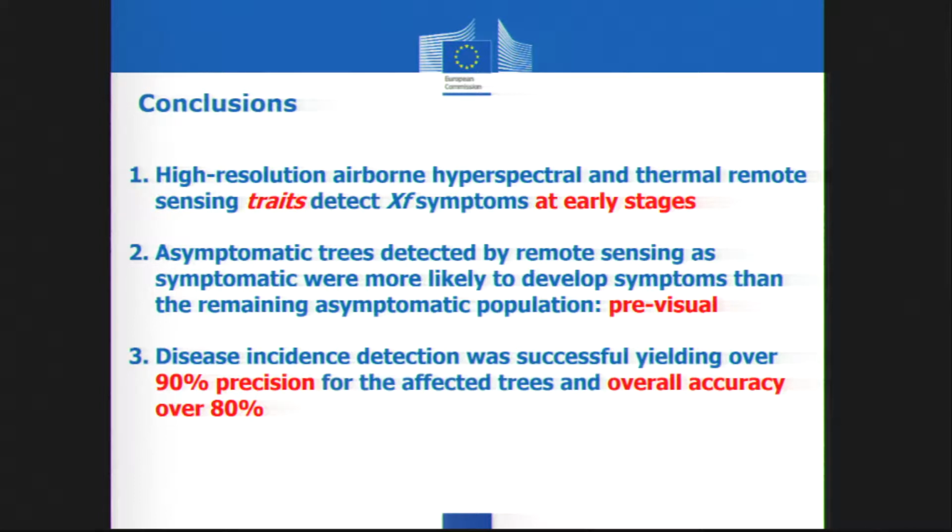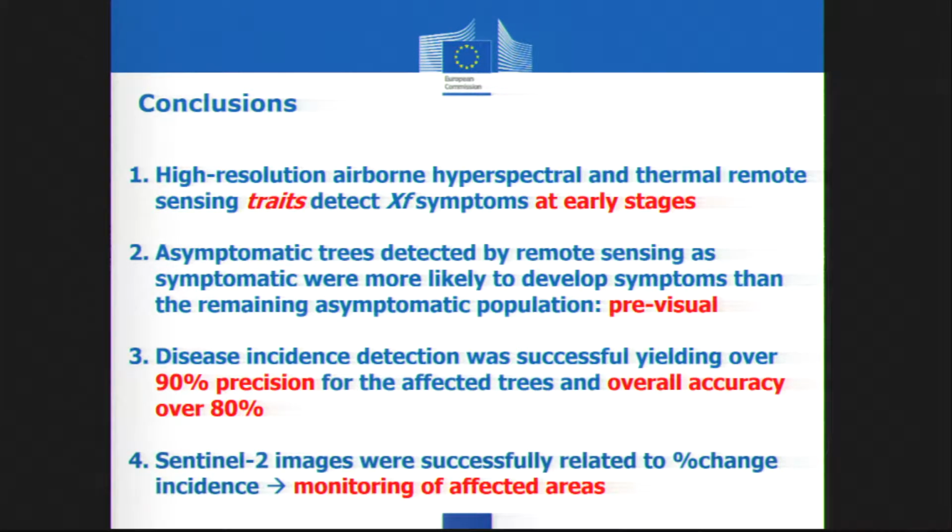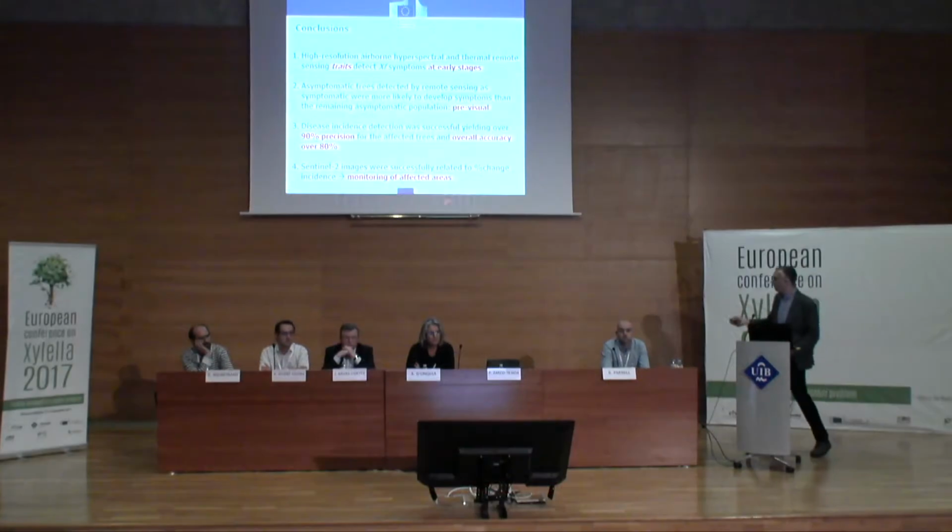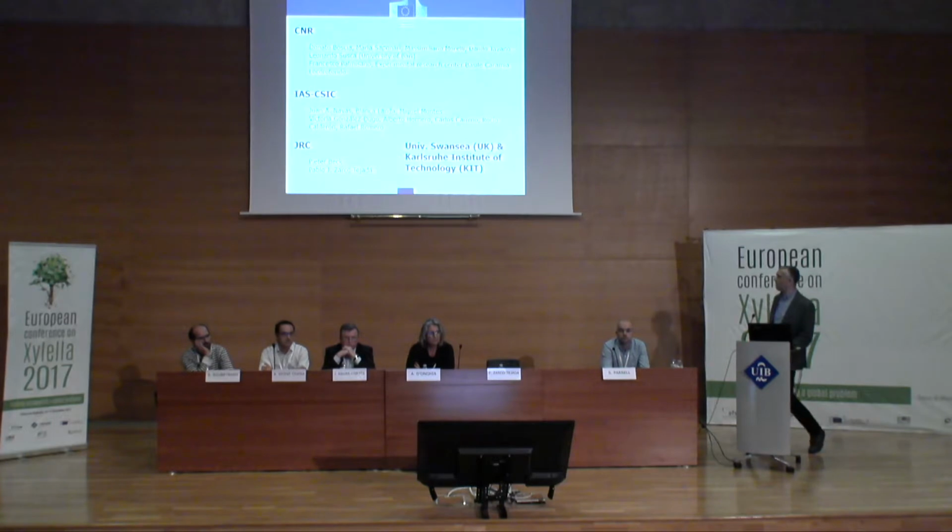The disease incidence detection was successful, yielding over 90% precision for the affected trees, obtaining overall accuracies of over 80% from a 2-year data set with more than 7,000 trees inspected and scanned using imaging spectroscopy. And finally, Sentinel-2 images were successfully related to percentage change incidence. I think this is of interest for the future potential monitoring of affected areas.